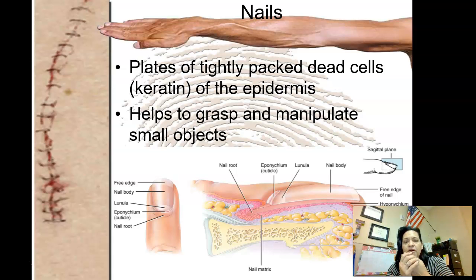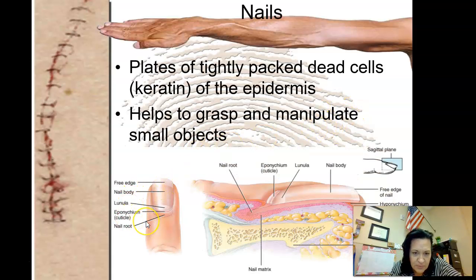Your nails are part of your integumentary system. There's plates of tightly packed dead skin cells, or keratin again, of the epidermis. It helps to grasp and manipulate small objects. It does also help for protection, right? It covers our fingertips. If things were to smash like that, our nails do help with that.